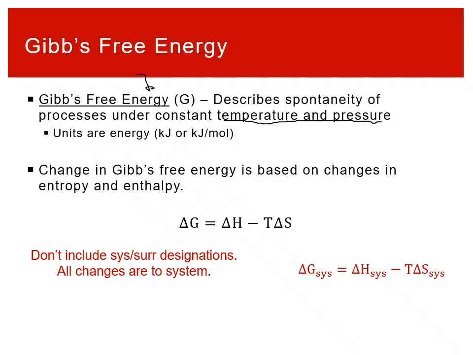You'll note in this definition, we don't have system and surroundings designations. That's because they all describe the same thing. If you were to put in the designations, they would all say system or surroundings. You could figure out delta G of surroundings. We don't really care that much about it, but you could. But it's all going to be delta G of the system is equal to delta H of the system minus T times delta S of the system.